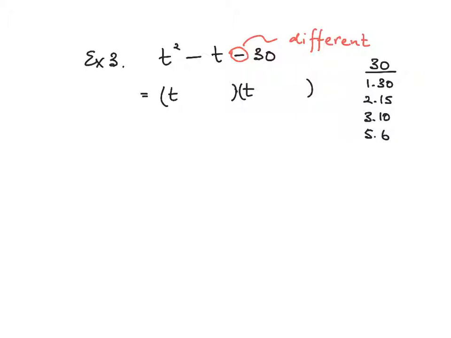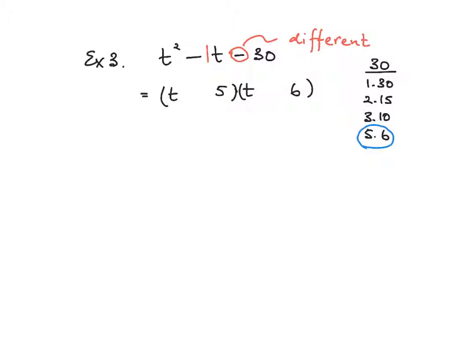Now, the middle term is minus t, minus 1t. The 1 is not often written, but it's important to realise that's a minus 1. Which of the pairs of factors will add or subtract to give us a 1 or minus 1? I hope you can see that it's going to be 5 and 6. So we can put the 5 and 6 in like so.